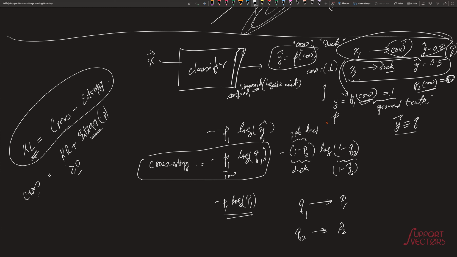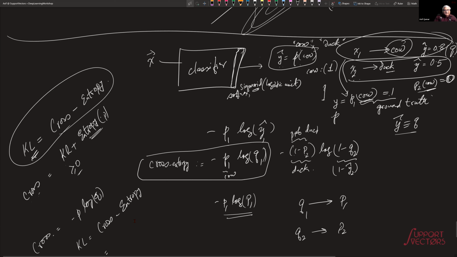But KL divergence itself is minus P log Q, right? No, no, it is not minus P log Q. Minus P log Q is the cross entropy, right? And the KL is cross entropy minus entropy. But the formula we saw earlier was just minus P log Q for KL, wasn't it? No, I did not.